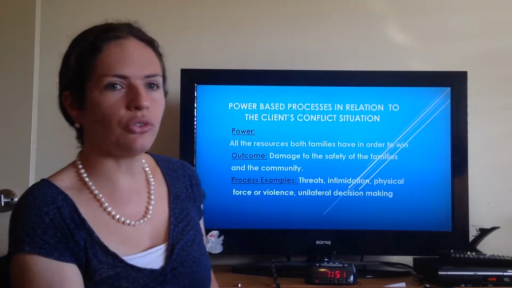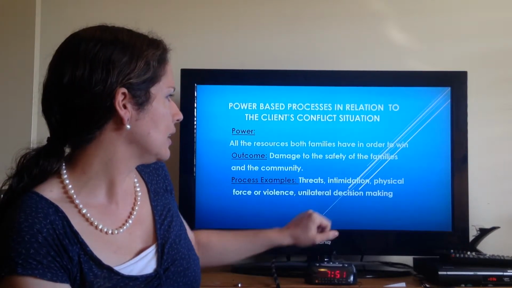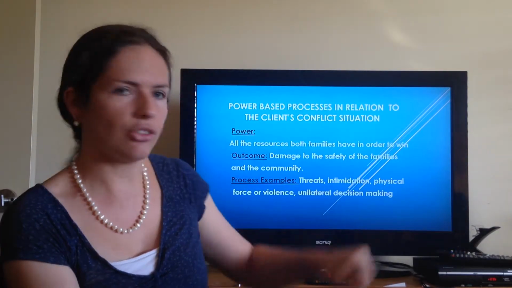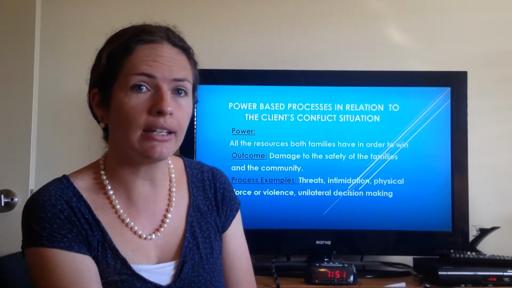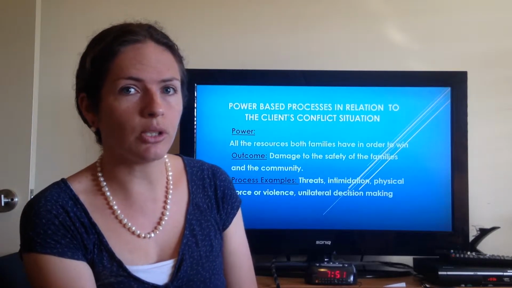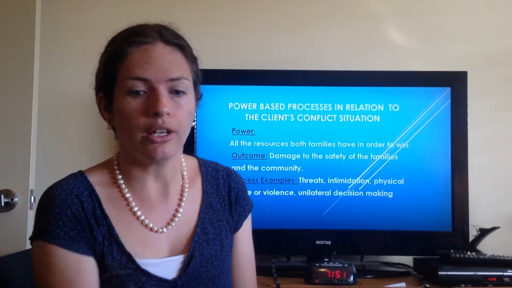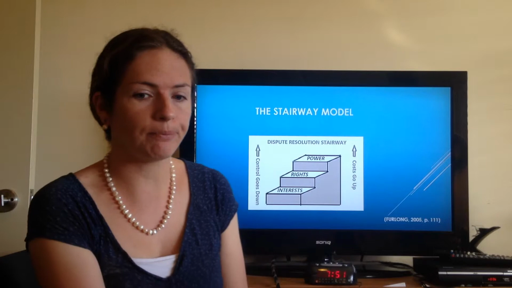I believe what we are using right now are power-based processes, which are usually intimidation, physical force or violence, and unilateral decision-making. Especially, I would like to mention that the Smith family is trying to form a committee to try to kick you out of the community, Mr. Jones, and your family, if you don't comply with what they believe are the needs of the community.